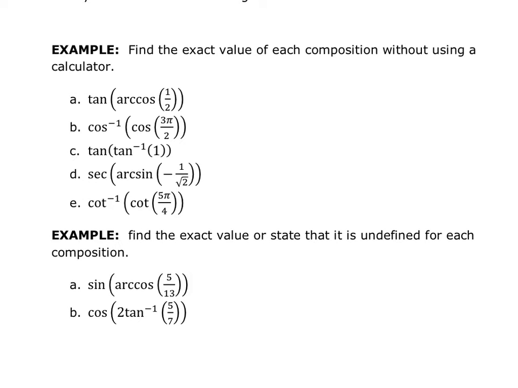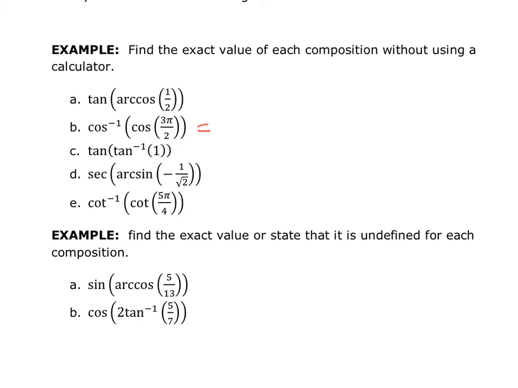Because this is the case in which I have to pay attention. My outer function is the inverse, and it is on a restricted domain for the cosine. So my range for the cosine inverse is between 0 and pi. Is 3 pi over 2 in that value? No. So I know that this is not going to equal 3 pi over 2.